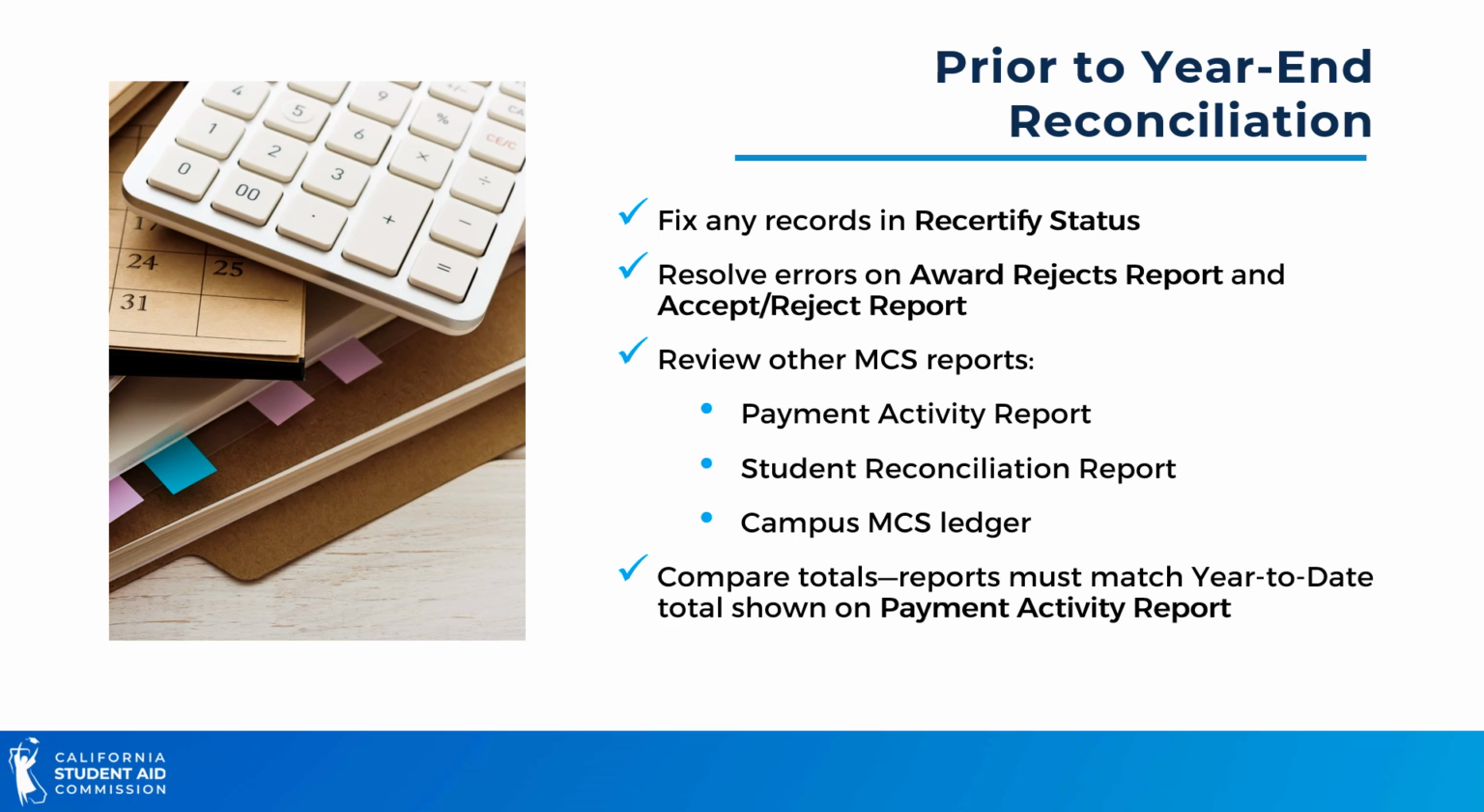Here are some important tasks for schools to complete prior to year-end reconciliation. All records in recertify status should be fixed. We will discuss recertifying awards later in this module. Schools should also resolve errors on their weekly award rejects report and accept reject report. It is also important to regularly review the payment activity report, student reconciliation report, and your campus MCS ledger. We will discuss these reports in further detail later in this module.